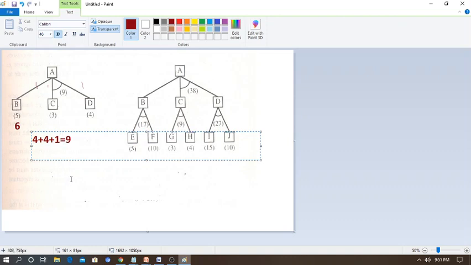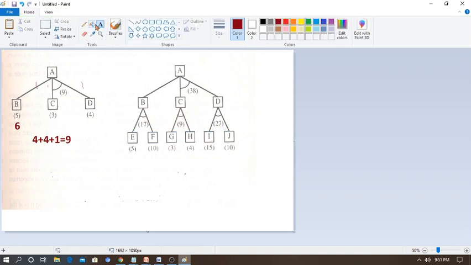So you have to calculate the cost like this to find the optimal solution. That means if you take this node, you have to follow the entire node, the root node with the successor nodes.